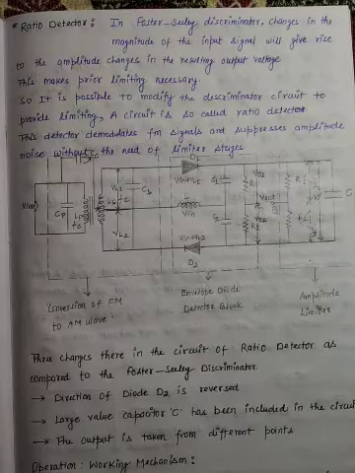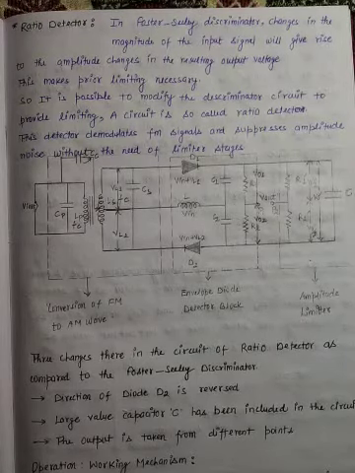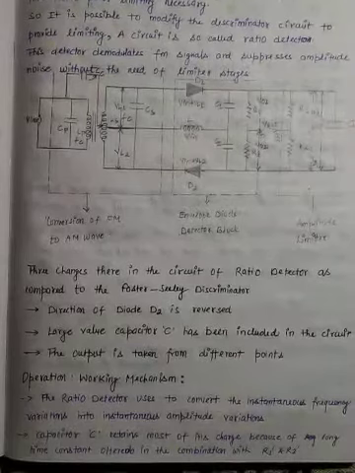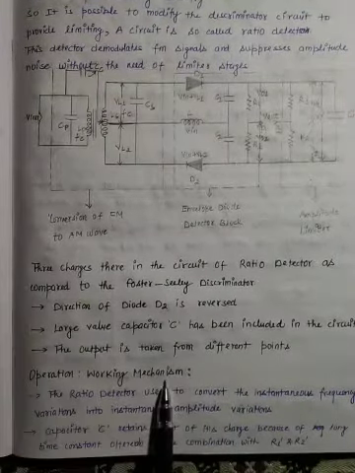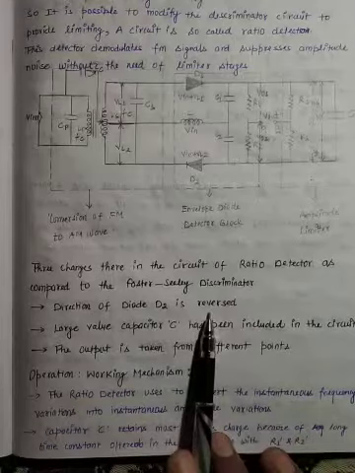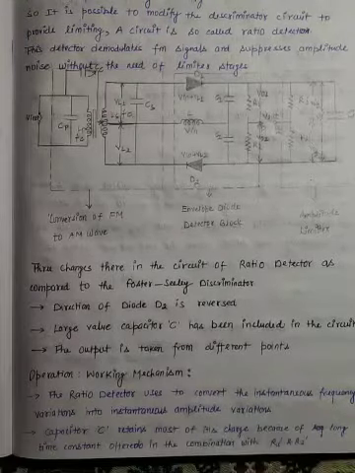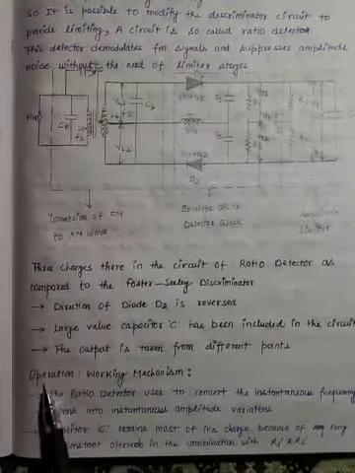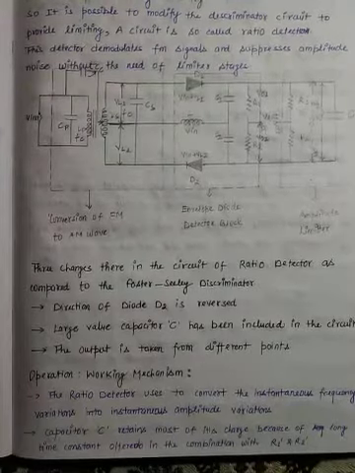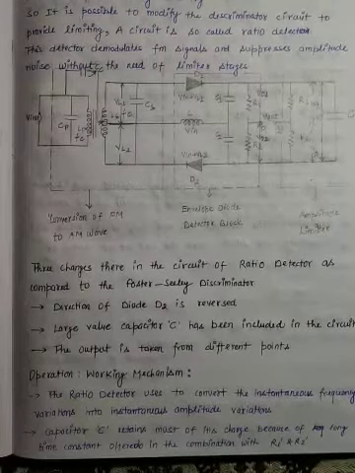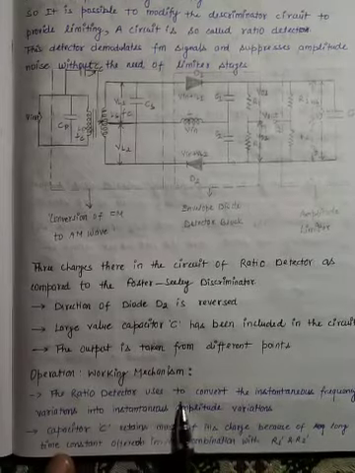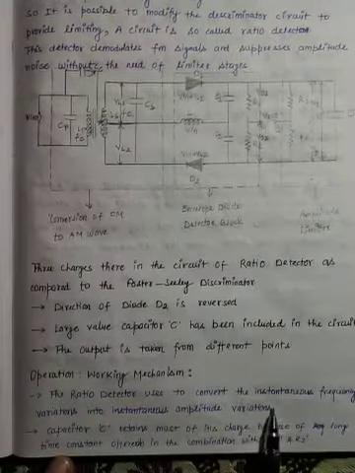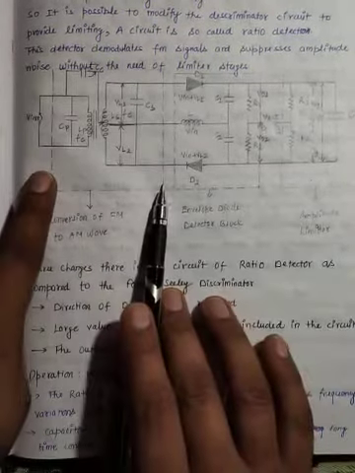Okay, let us talk about the operation mechanism. The ratio detector, here is operation and mechanism. There are three differences between the Foster-Seeley discriminator and the ratio detector. We already discussed that. The operation or working mechanism of this ratio detector: the ratio detector is used to convert instantaneous frequency variations into instantaneous amplitude variation, which is the function of this block.